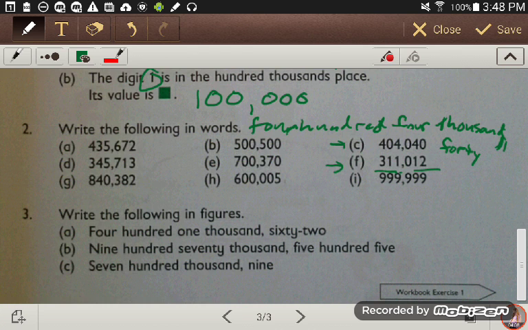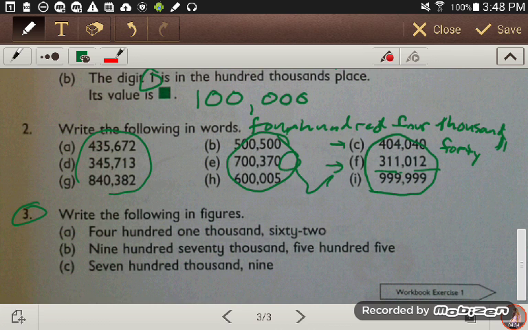If you want more practice, you can do these all. Talk to your teacher or your mom to see what you are required to do. Let's look at 3 now. Write the following in figures. 401,062. Now, I always think this is easier than writing out all of those numbers in words. How obnoxious.